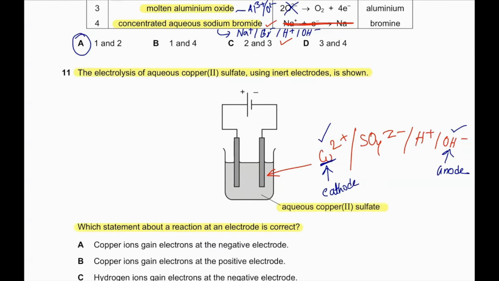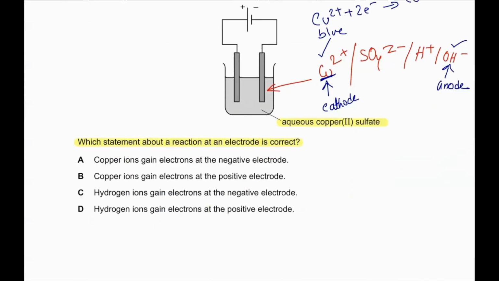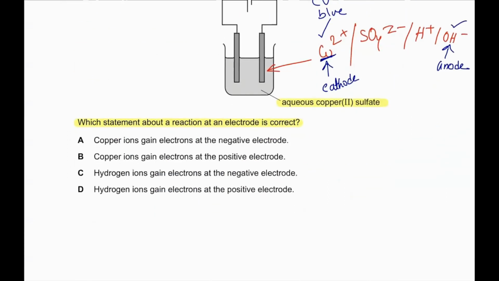As the Cu2+ ion in the cathode will gain electrons and turn into copper, the Cu2+ will gain 2 electrons and turn into copper. So definitely what's going to happen is that the copper's blue color will slowly fade away. This is blue, and once the copper ion is gone, the blue will fade away. Now we see copper ion gains electron at the negative electrode.